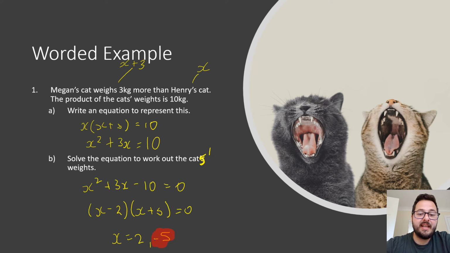So Henry's cat is x, which is just 2 kilograms, so it's quite a diddy little nipper. And then Megan's cat is going to be 3 kilograms more, which is 5 kilograms, a chunky boy.